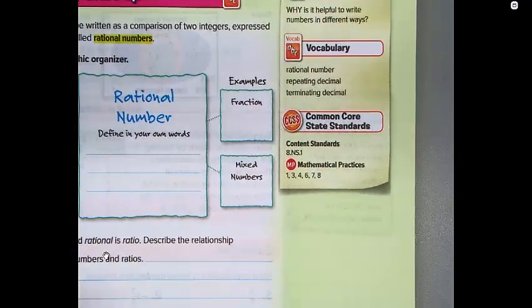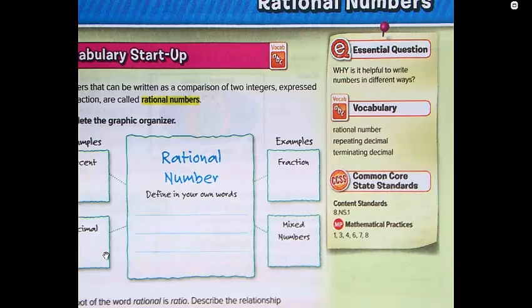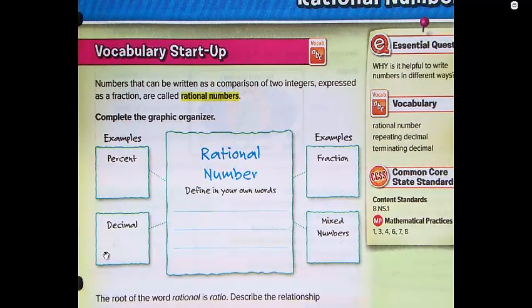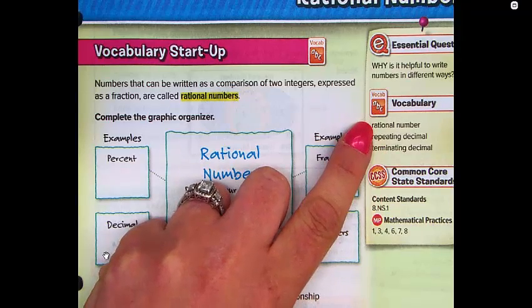In this section, you're going to learn why it is helpful to write numbers in a different way. Why is it important that I can go between decimal and fraction and percent? That is what we're going to be working on. And your vocabulary for this particular section is listed under the vocabulary on the right-hand side of your page.